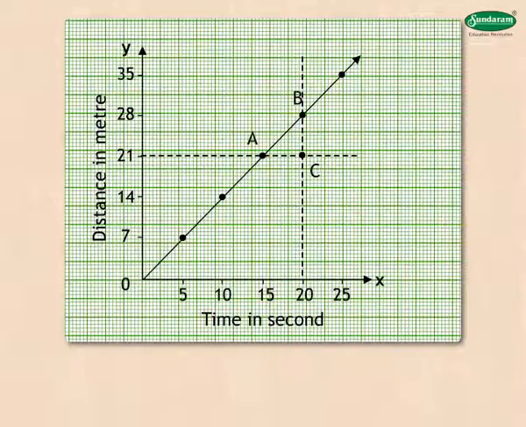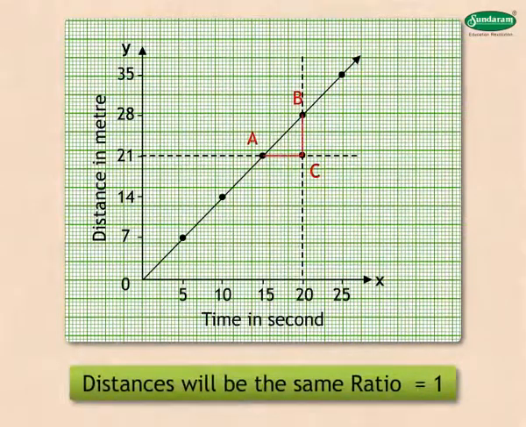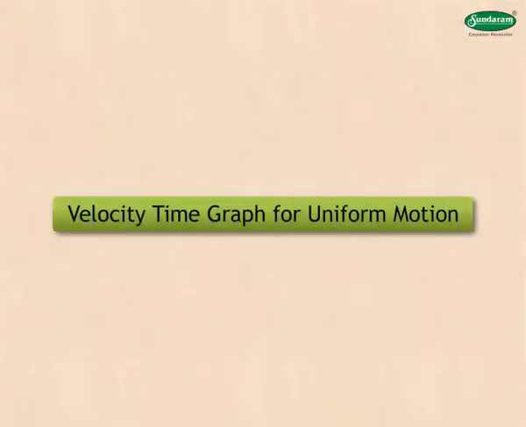What can you conclude from the ratio of distance BC to distance AC? As both the distances will be the same, the ratio will always be equal to 1. Velocity time graph for uniform motion.